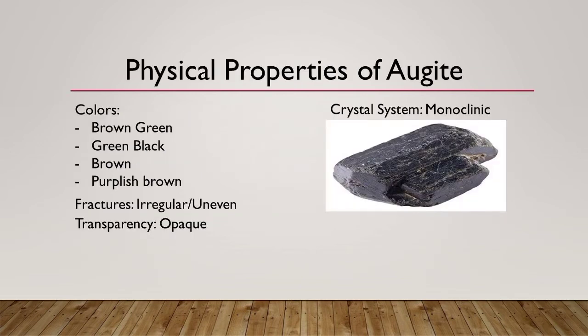Next, physical properties of augite. Colors: brown-green, green-black, brown, purplish-brown. And yung crystal system nito ay monoclinic, which means hindi pantay gaya ng sa feldspar. Fractures, irregular or uneven. So, yung kagaya ng kanina, kapag daw nabiyak yung augite ay hindi daw siya pantay, and yung transparency is opaque. So, ibig sabihin, hindi siya transparent.